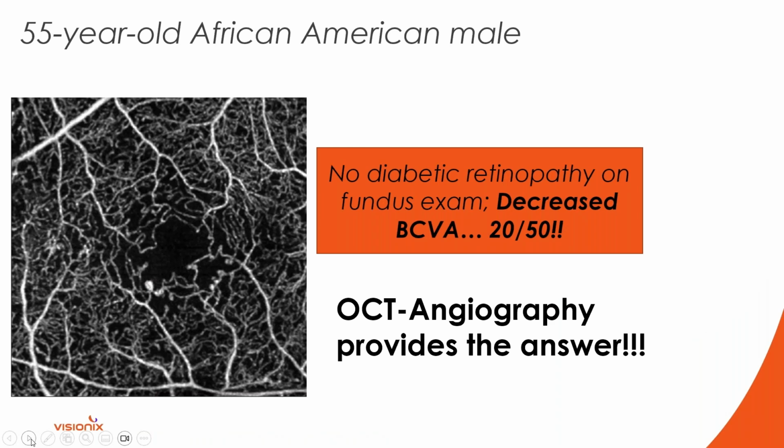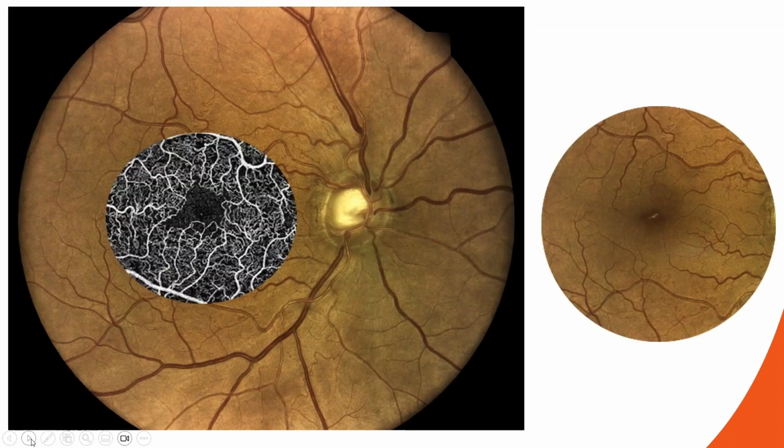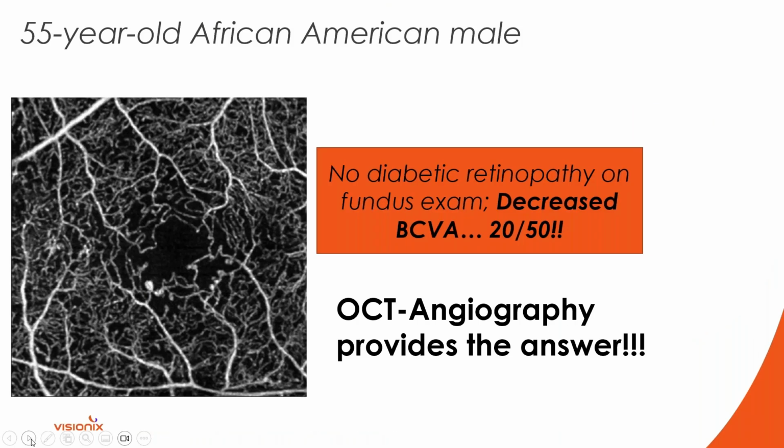This is a 55-year-old African-American male, similarly had no diabetic retinopathy on fundus exam, but his vision's decreased to 20/50. You look at the patient and you say, well, I don't really see anything fundoscopically, everything looked okay, B-scan looks okay. But if you do OCT-A, you're noticing here that things are not okay. And we call this macular ischemia.